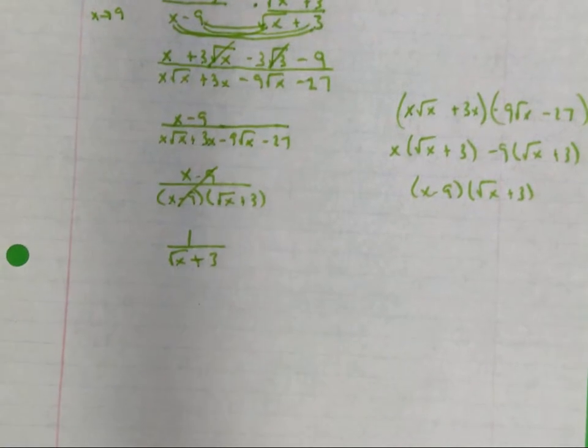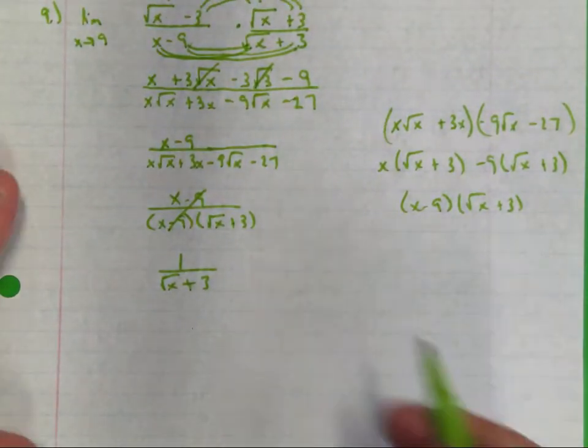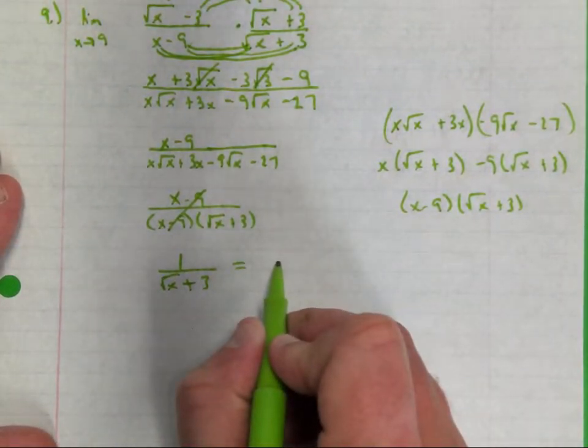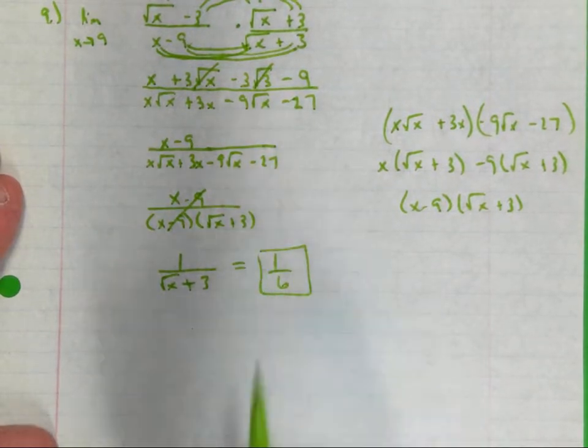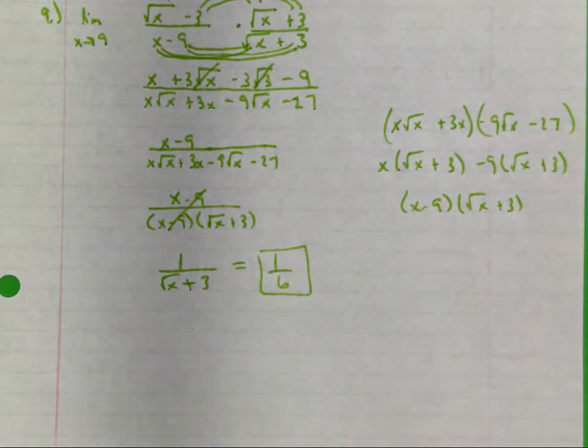Now, I plug 9 in. What's the square root of 9? 3 plus 3 is? 6. Okay, so, does that work? Yep, that's my answer, 1/6.